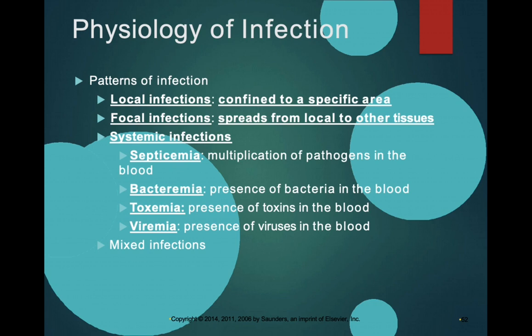Systemic infections, there's septicemia, bacteremia, toxemia, and viremia. These all have to do with blood every time you see emia. So septicemia is the multiplication of pathogens in the blood. Bacteremia is the presence of bacteria in the blood. Toxemia, the presence of toxins in the blood. Viremia, the presence of viruses in the blood.